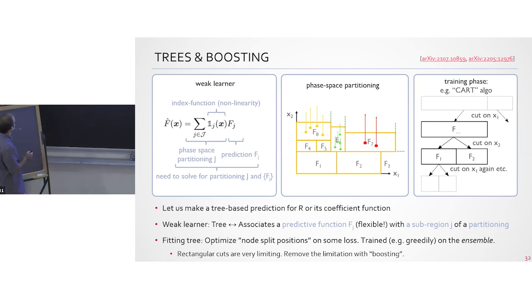Mathematically, it is written as an index function. That thing accounts for the boxing. There is a region J. You put in the event X. This is 1 if X belongs to the region J, and this Fj here, that's your predictive function.